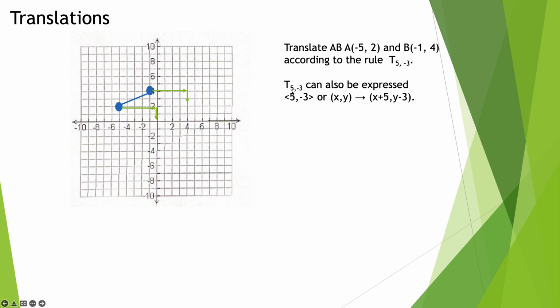You can express T5 -3. There are really 3 primary notations for it. One is when you put it inside these less than, greater than symbols: 5, -3. Another one is you could say (x, y) becomes (x plus 5, y minus 3) because you're going to add 5 to the x and subtract 3 from the y.